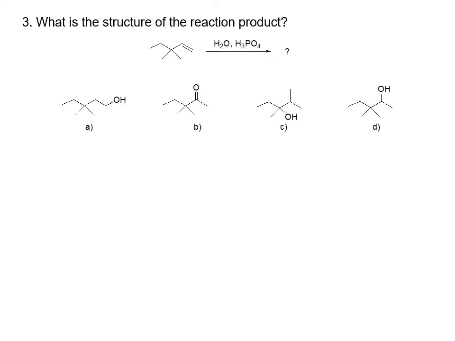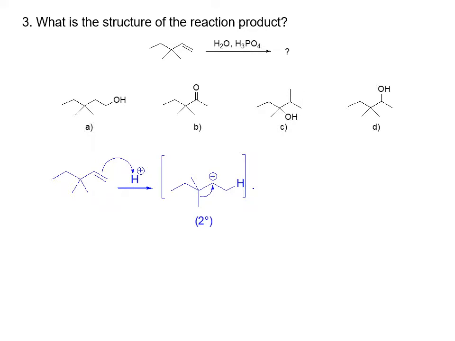Question number 3, what is the structure of the reaction product? So we have addition of water to an alkene under acidic conditions. And this is the best to use pen and paper and write down the reaction. So we start with starting material, that's 3,3-dimethyl-1-pentene. And so first step is protonation to give the intermediate cation.